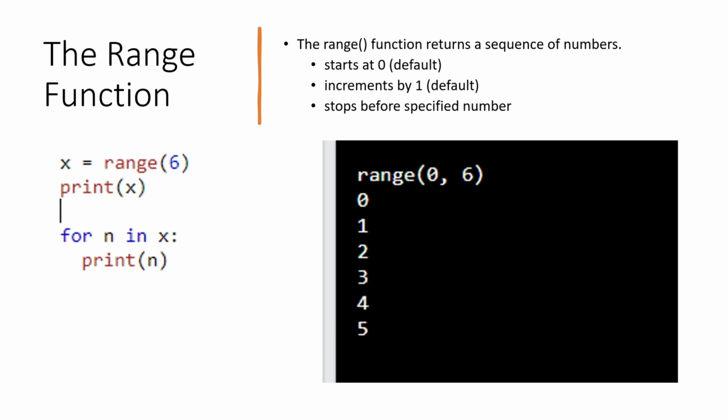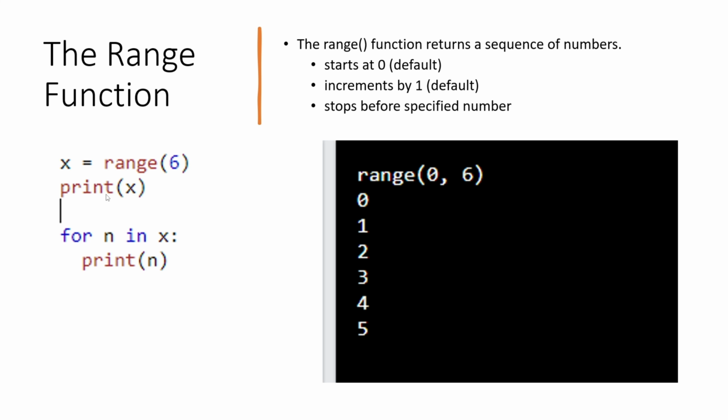Let's take a closer look at the range function. The range function returns a sequence of numbers. It starts at 0 by default, increments by 1 by default, stops before the specified number. So in this example, we create a variable called x, and it's going to be equal to the range of 6. And remember, it starts at 0 by default. We don't have to specify 0-6 or anything like that.